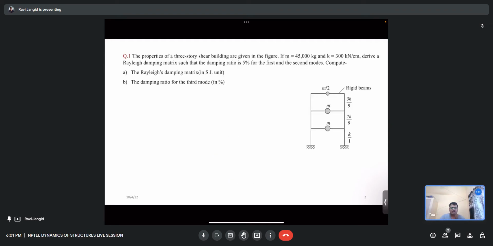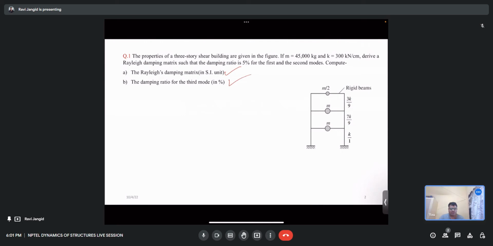In this first example, the properties of a three-story shear building are given in the figure. If mass is 4500 kg and the stiffness K is given as 300 kilonewton per centimeter, derive a Rayleigh damping matrix such that the damping ratio is 5% for the first and second mode. So first we have to compute the Rayleigh damping, and then we need to calculate the damping ratio for the third mode.